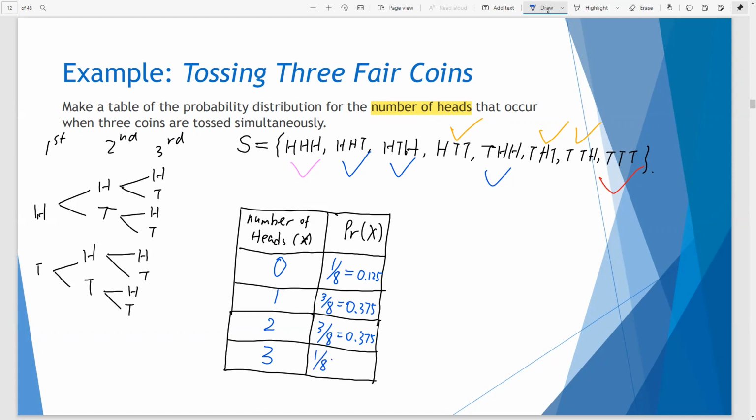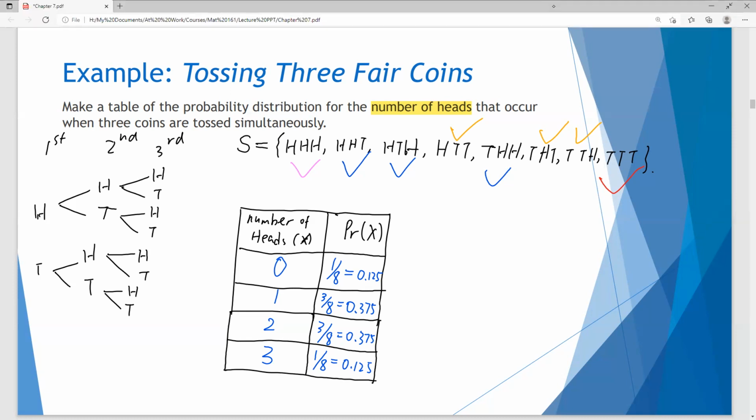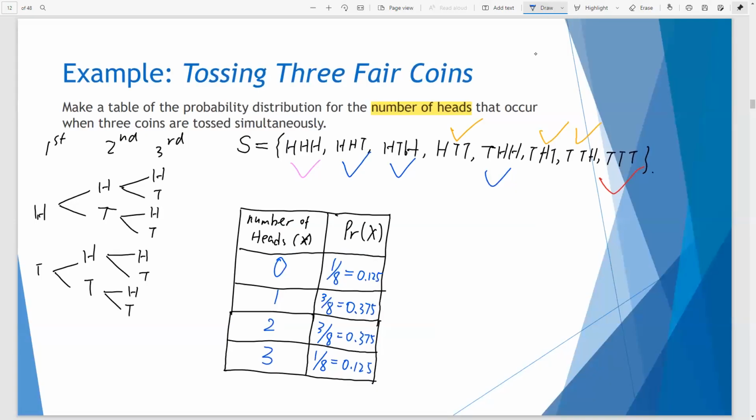That's 1 out of 8. That's 0.125. Right? So that is the probability distribution, right? How to make it. Number of heads, 0, 1, 2, 3. Probability, we just double check, right? To see what is the total, right?